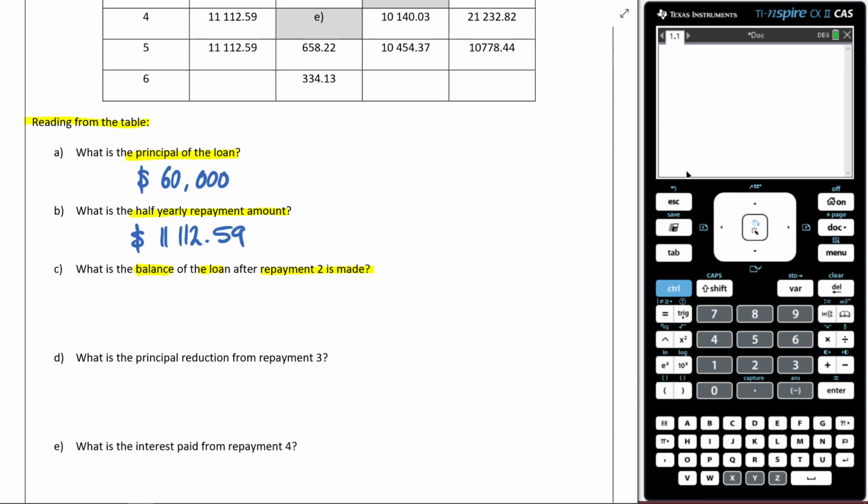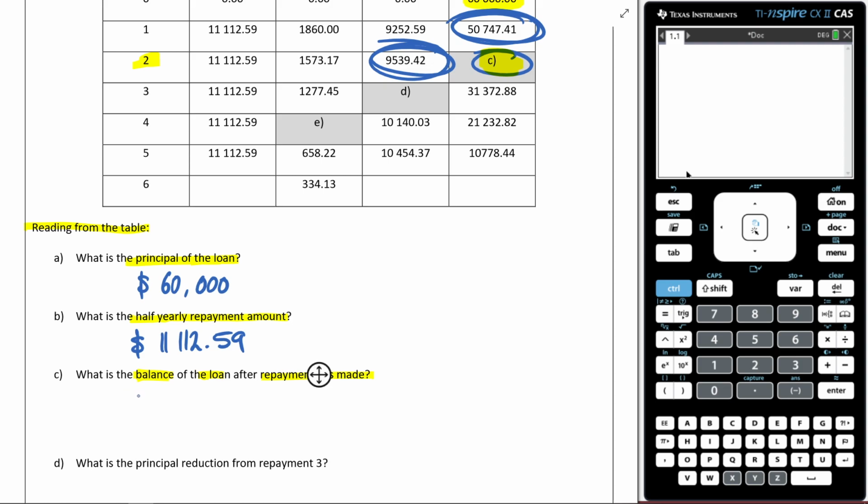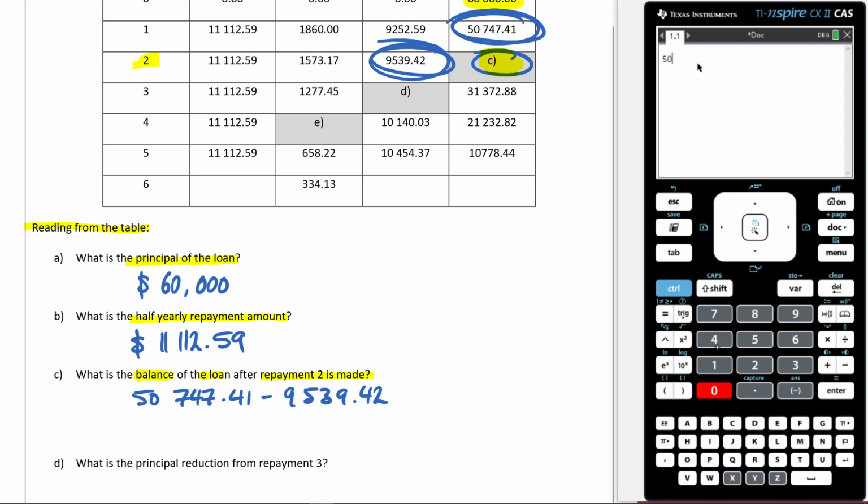That's how it works. So if I was to do that, I'm going to have to look at these numbers as I do it. It will be 5747.41 minus 9539.42. Let me come to my CAS and put that in. 5747.41 minus 9539.42 is going to be equal to that. So my answer here will be 41,207.99. Perfect. Let's now go on to the next one.